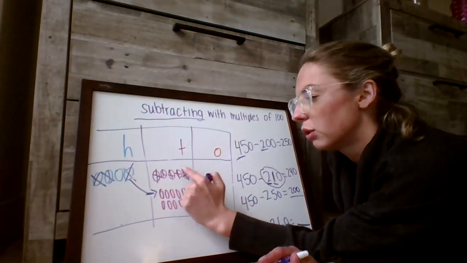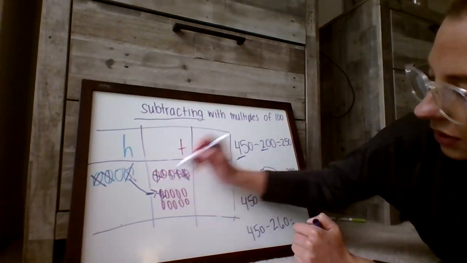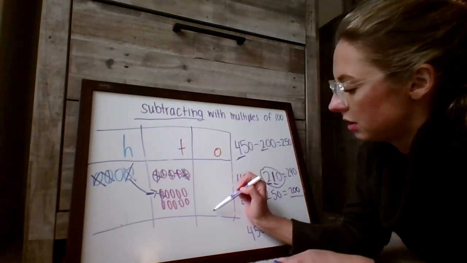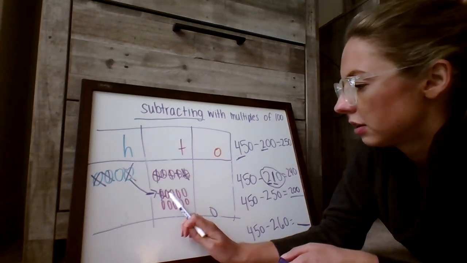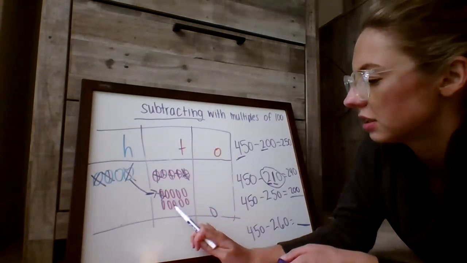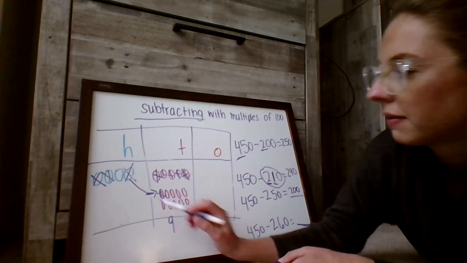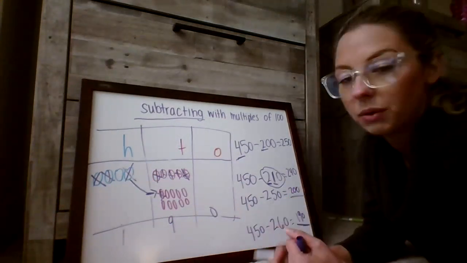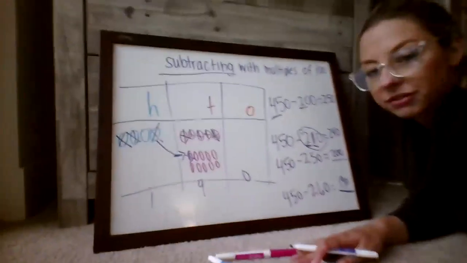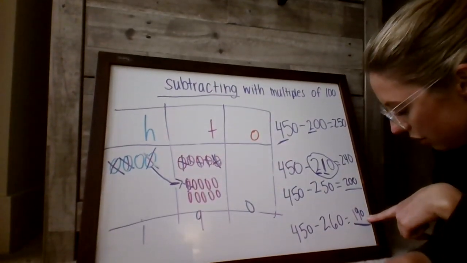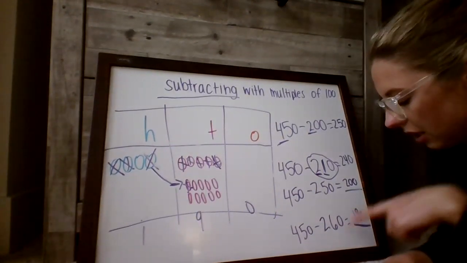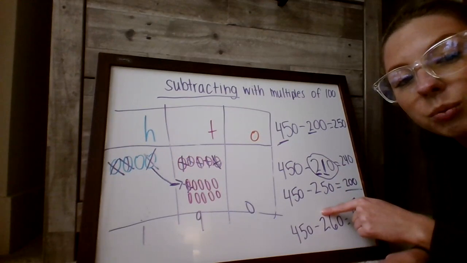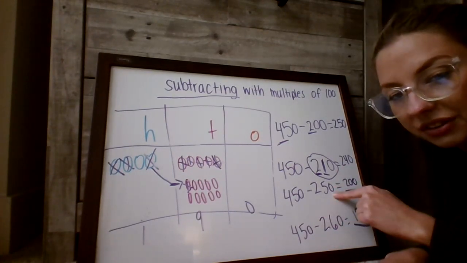200, 10, 20, 30, 40, 50. Awesome. Let's see what we have left. 0 ones, 10, 20, 30, 40, 50, 60, 70, 80, 90, and 1. Our answer is 190. Well, that also makes perfect sense because 190 is 10 less than 200, and so is 260, 10 more. We're taking away 10 more than 250.